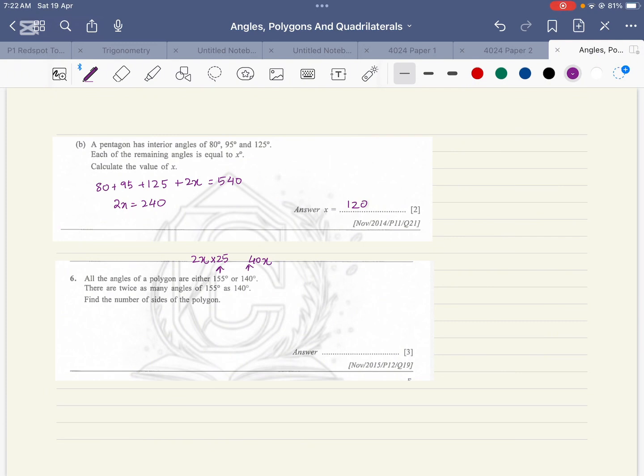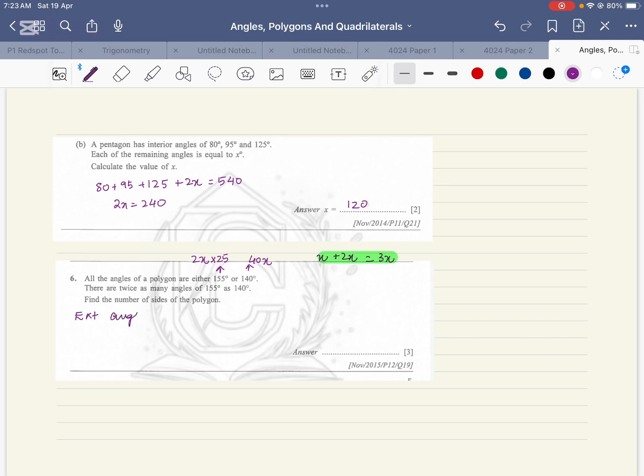Now if we have x number of interior angles of 140 and 2x number of interior angles of 155, the number of sides becomes 3x, right? So this polygon has number of sides equal to 3x. If you use interior angles, you will be needing 3x. If you use exterior angles, you will not be needing 3x. I will show you both. First, let's use exterior angles.